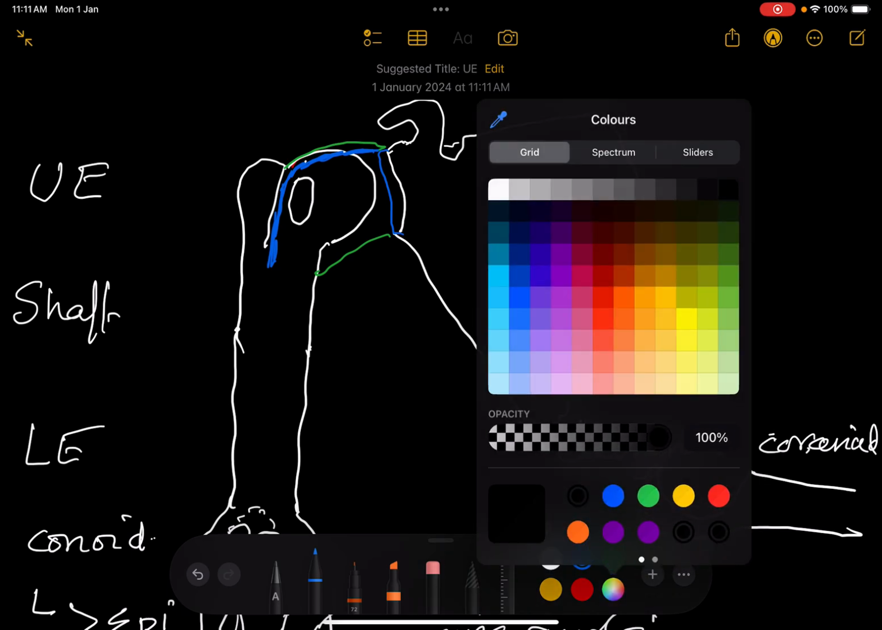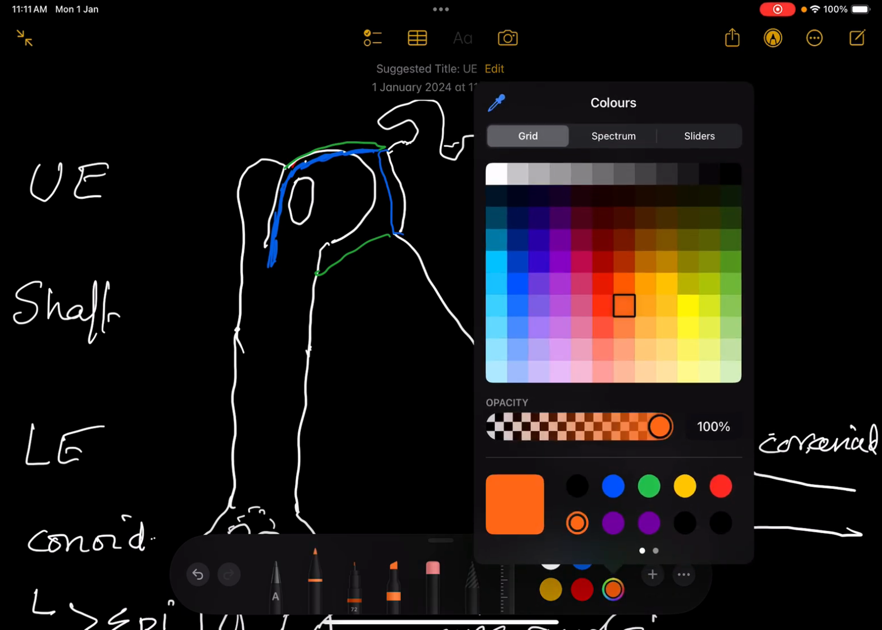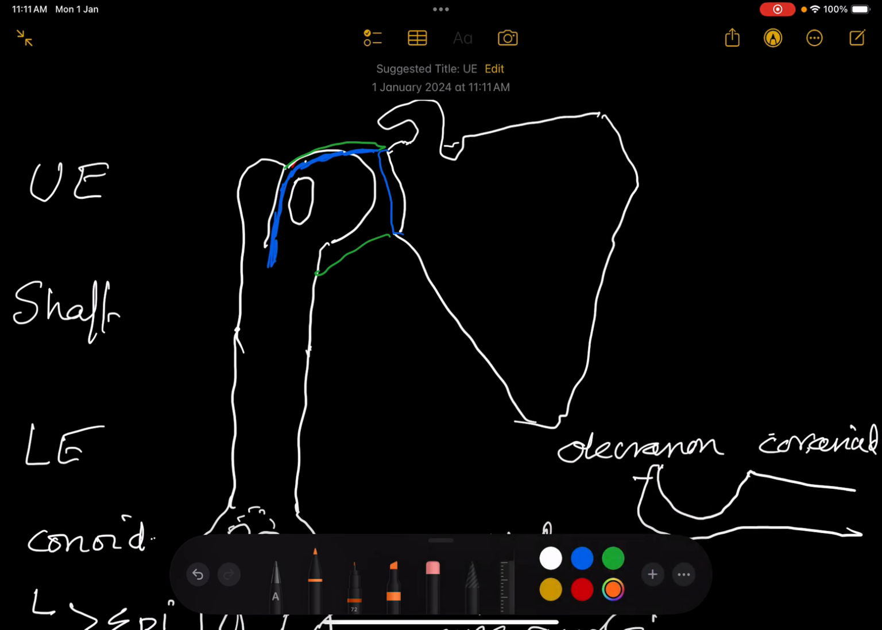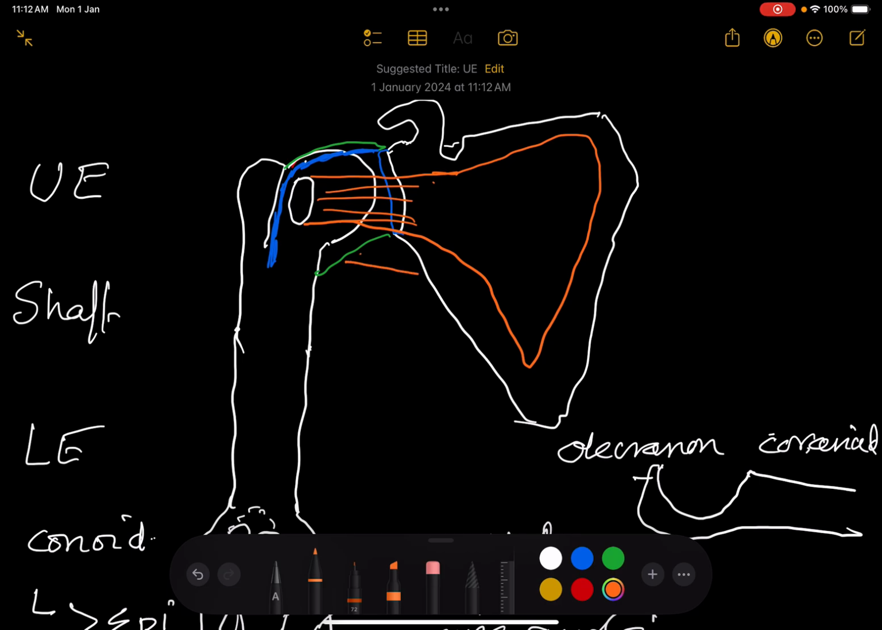the subscapularis muscle arising from the anterior surface of the scapula going to get inserted into the lesser tuberosity, the teres minor going behind the lax part of the capsule and getting attached to the lower part of the greater tuberosity, and the SITS structures, the supraspinatus, infraspinatus, teres minor getting attached to the posterior part of the greater tuberosity.